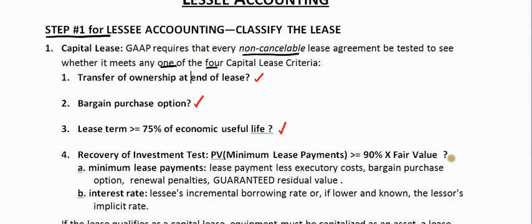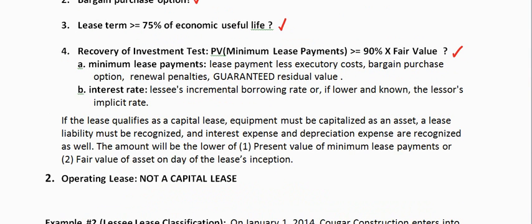And the final one, which is definitely the most difficult one, and once again, if you had 1, 2, or 3, you wouldn't do this. The last one is the most difficult one. It's called the recovery of investment test. But basically what you do is you're going to take the present value of minimum lease payments, which we'll explain in a second. You're going to take this present value and compare it to 90% of the fair value.